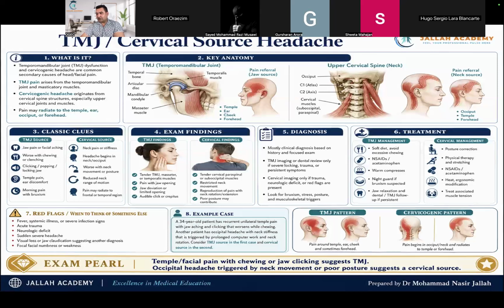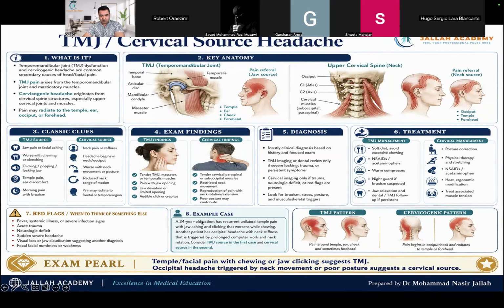TMJ, cervical source headache. I doubt you'll get any question from this, but temporomandibular joint dysfunction and cervicogenic headache are common secondary causes of headache and facial pain. TMJ pain arises from the temporomandibular joint and masticatory muscle. Cervicogenic headache originates from the cervical spine structures, especially upper cervical joints and muscle, and pain may radiate to the temple, ear, and occipital forehead.